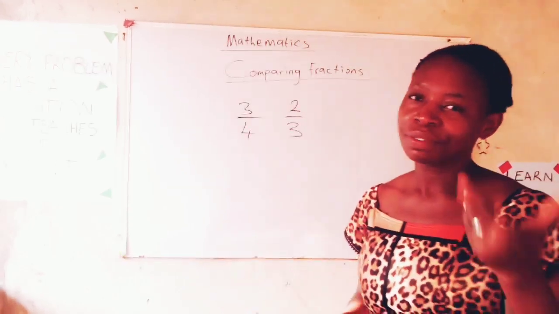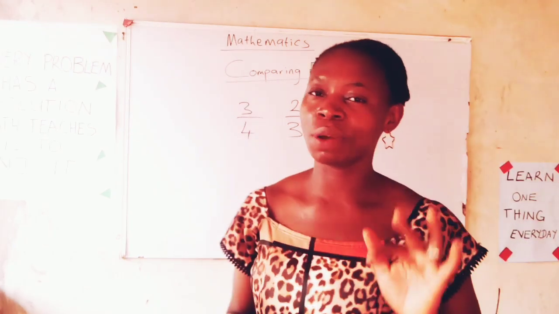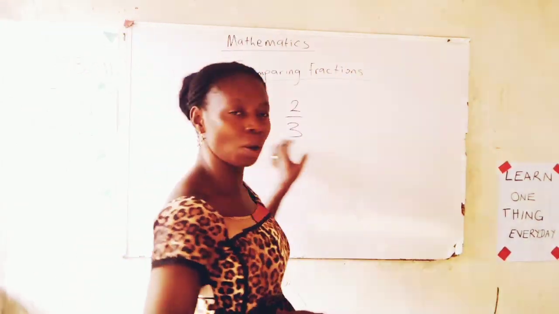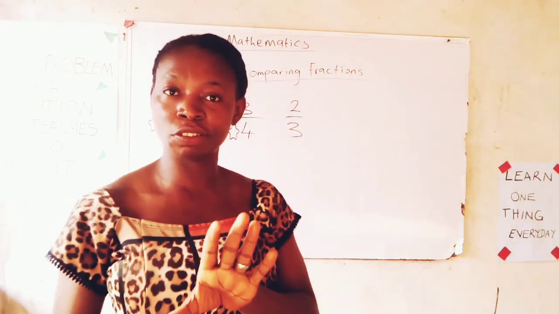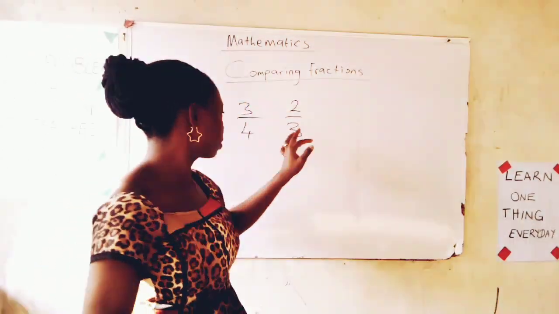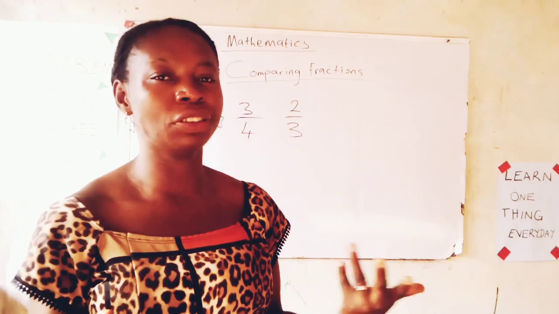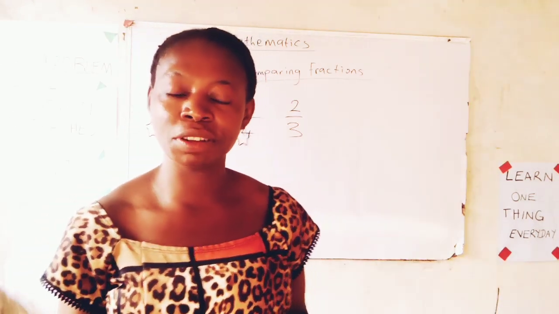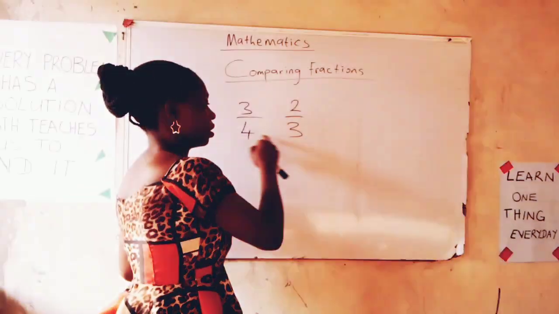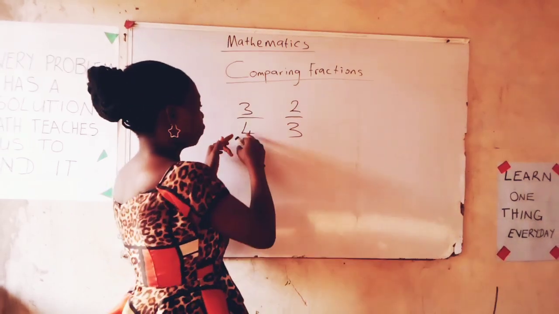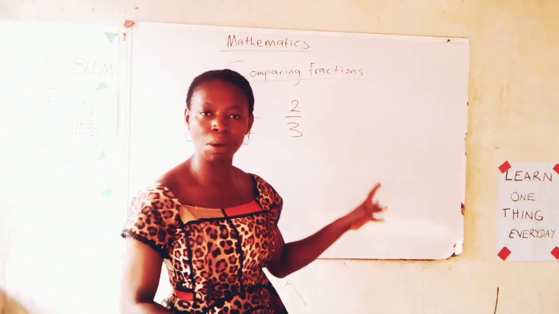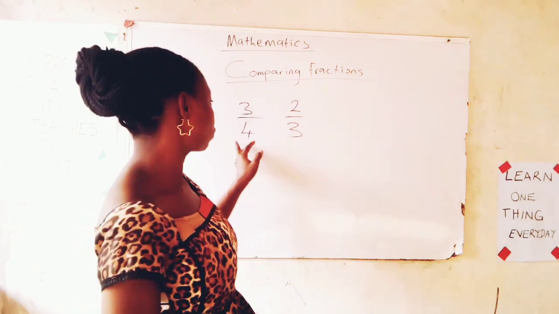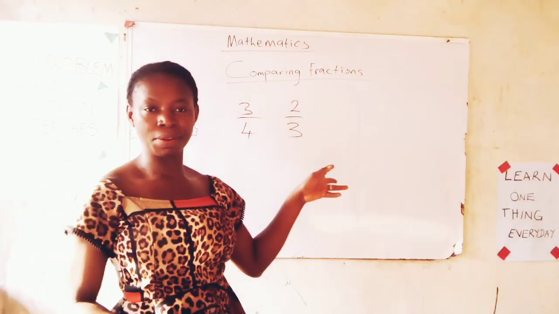So what do we do? Remember, in our previous lessons, we discussed finding a common denominator. So today, we're going to be using that common denominator. So what do you do? You look at this 4 and 3. You find their common denominator. How do you find their common denominator? By finding the LCM, the LCM of 4 and 3. We mentioned the LCM, which is the lowest common multiple. So the lowest common multiple for 4 and 3.